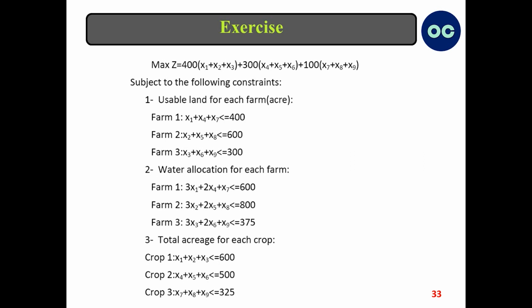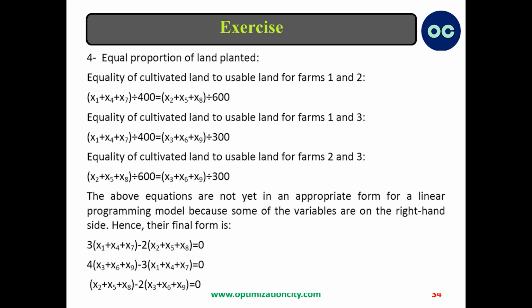The problem also includes the following constraints to ensure an equal proportion of the land is planted on each farm. It's the fairness limitation, which is stated in the problem. Equality of cultivated land to usable land for farm 1 and farm 2, which is shown here. Equality of cultivated land to usable land for farm 1 and farm 3.